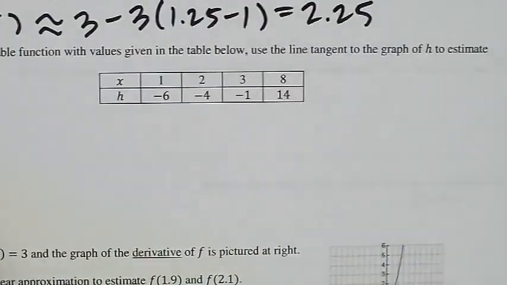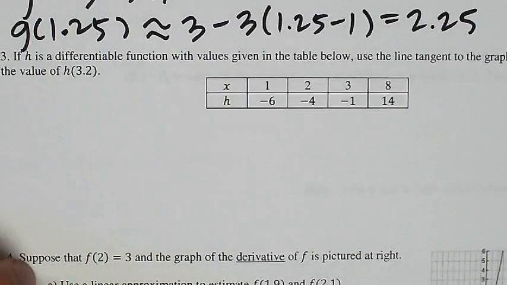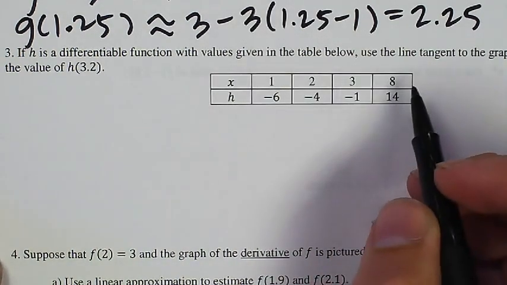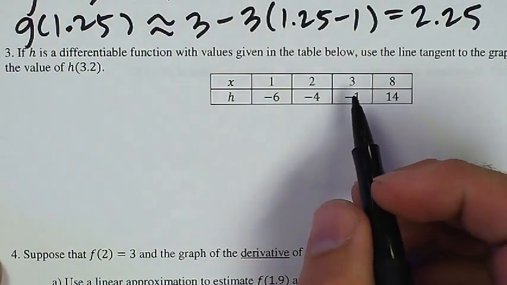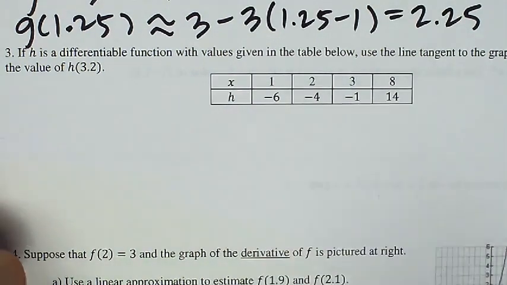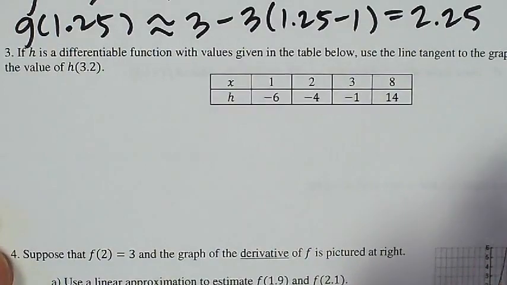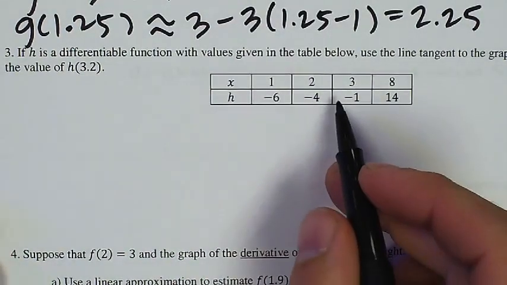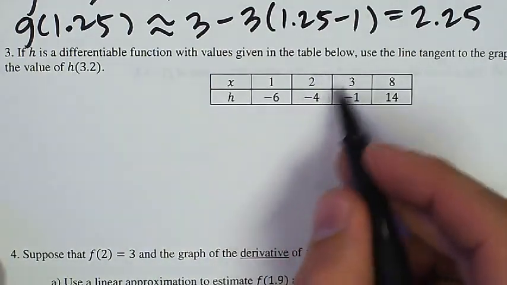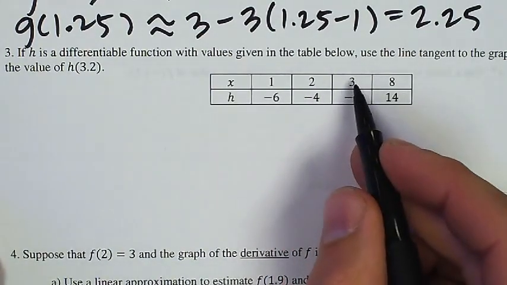All right, use the line tangent to the graph of h to estimate the value of h of 3.2. All right, well, given the x values I have, okay, hold on just a second. Yeah, this one's a little bizarre. I'm not sure why I put this one on here. Okay, we don't have any information about h prime, so we're going to have to give it our best guess, which is going to be the slope between 2 and 3.